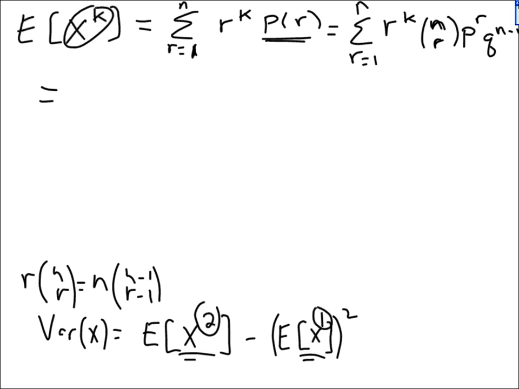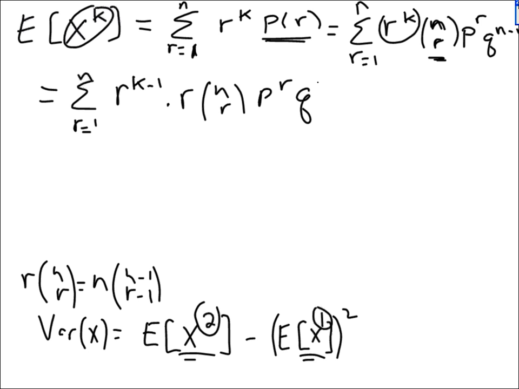So, I have their n choose r, but I'm not multiplying by r. I'm multiplying by r to the k. So I'm just going to break off one r. R goes from 1 to n. I have r to the k minus 1 times r. That's r to the k, times the rest: n choose r, p to the r, q to the n minus r.